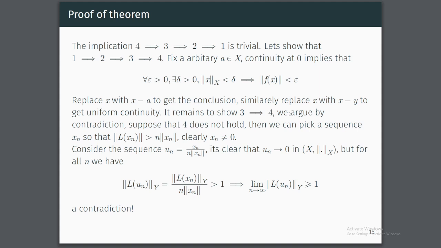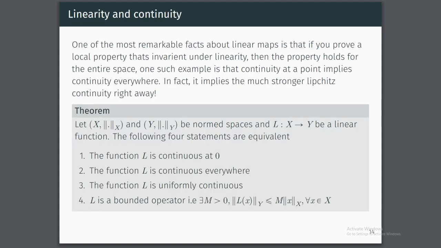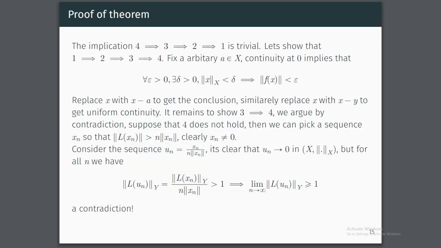So let's suppose that L is not a bounded operator. The negation of boundedness is that for every m, you can find at least one x where norm of L of x is strictly greater than m times norm of x. This allows us to pick a sequence. Because this works for any m, you can replace m with, for example, n, or 1 over n. And for every n, we can pick a sequence xn so that norm of L of xn is strictly greater than n times norm of xn. Clearly, xn is not 0, because if xn is 0, then both sides are going to be 0, and you get a contradiction that 0 is strictly greater than 0.